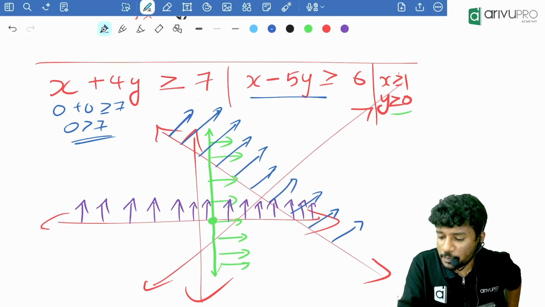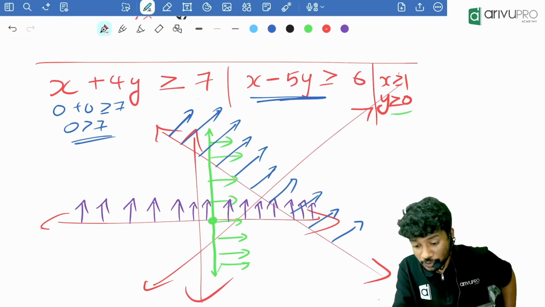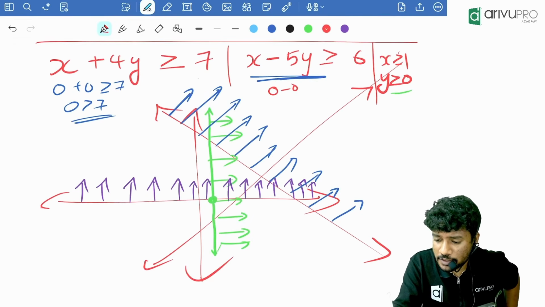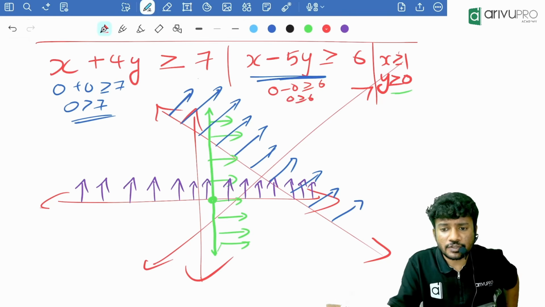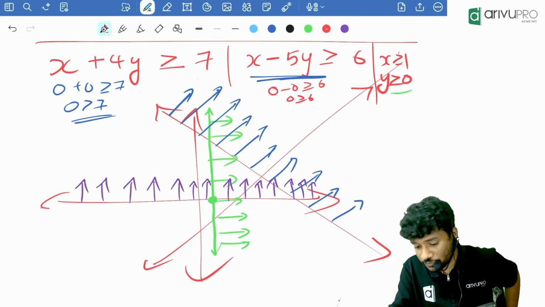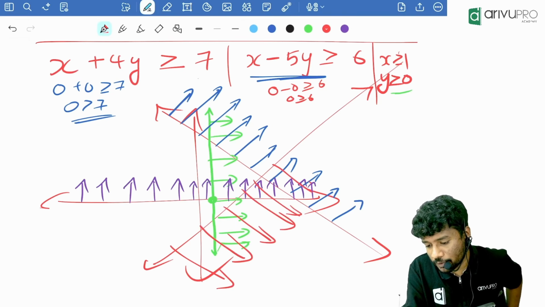Then x minus 5y is greater than or equal to 6. Put 0, 0. 0 minus 0 is greater than or equal to 6. That means 0 is greater than or equal to 6. Is 0 greater than or equal to 6? No. That means it is away from the origin. So the graph will be going this way. Yeah, I already got the answer.